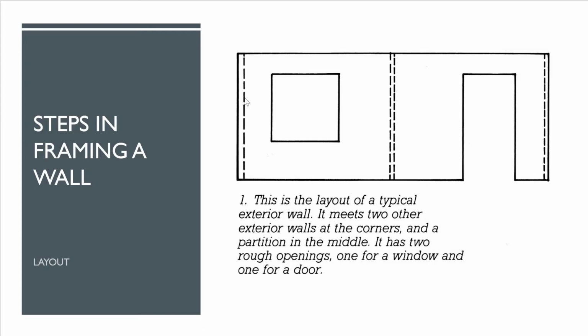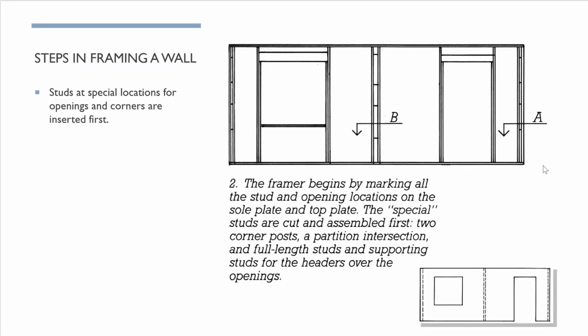You'll see some hidden lines right here in the middle and on this right-hand side, which denote that there are studs there, or special areas of interior partitions that are hidden by the wall that's facing outward. And then there's also a door and a window.